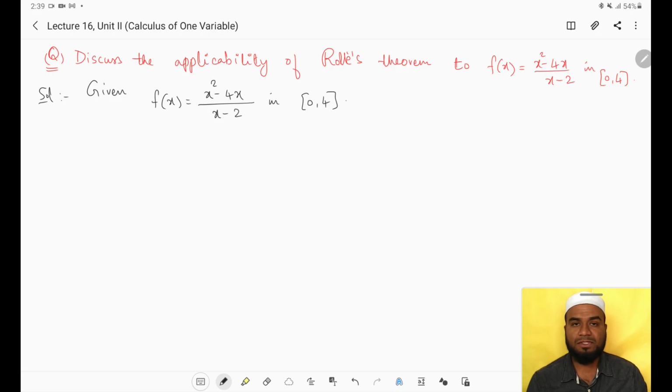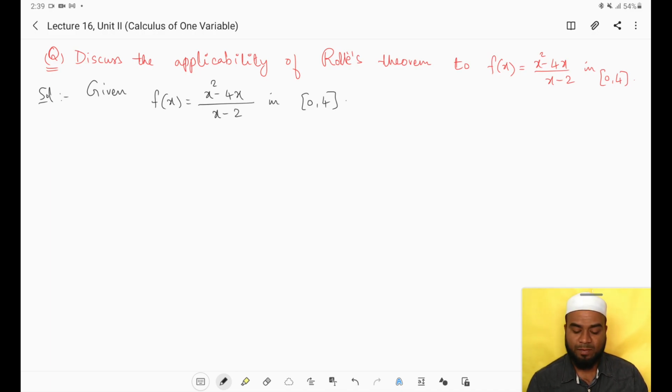Now we have to check whether Rolle's theorem is applicable on this or not. So we have to check whether it is continuous or not, whether it is differentiable or not, and also whether f of 0 equals f of 4. If these three conditions are satisfied, then Rolle's theorem is applicable for this function. So first we will verify whether it is continuous or not. If any of those three conditions is violated, then Rolle's theorem is not applicable for the given function f of x, right?